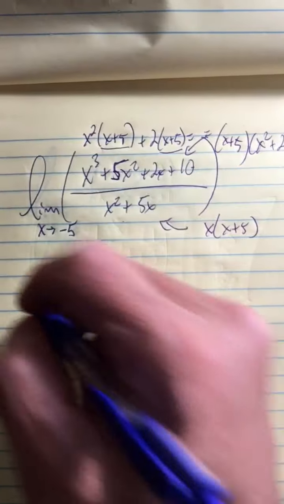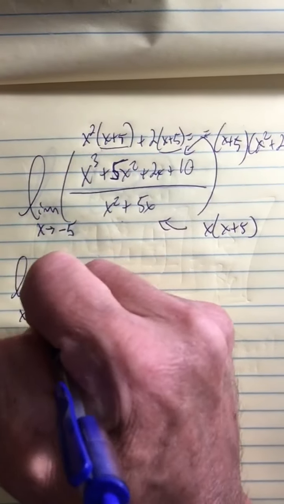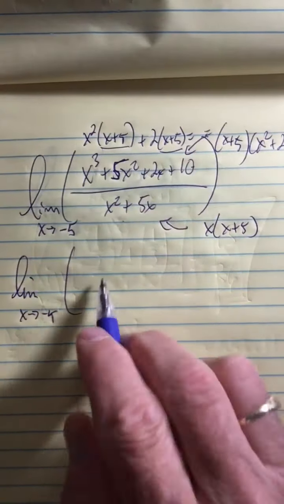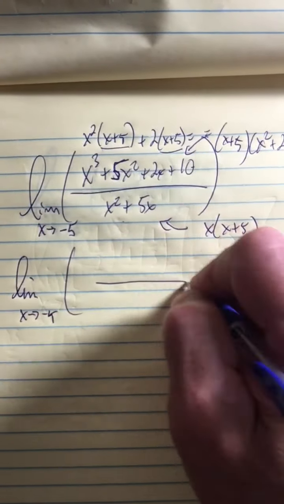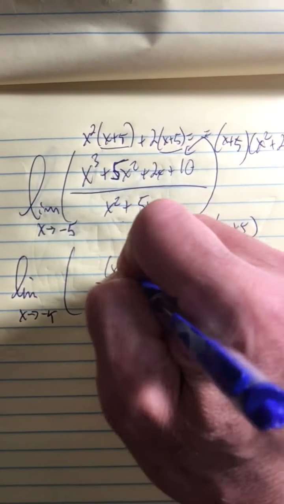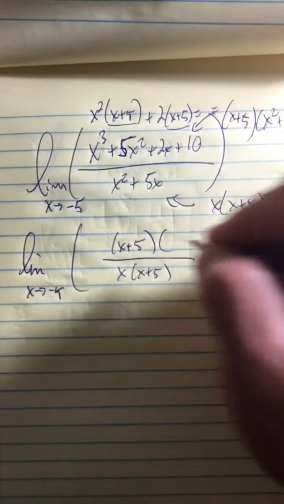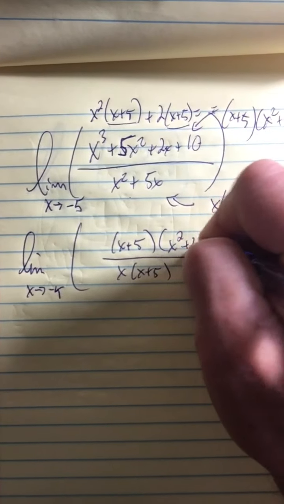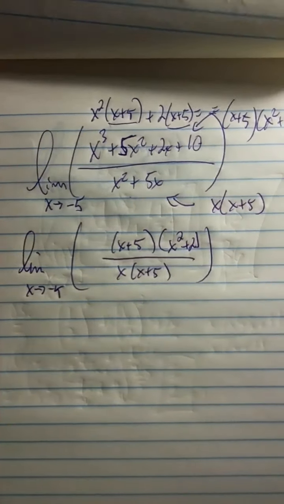So what did I just learn? I learned that the argument can be rewritten. In the bottom it's x times x plus 5, and in the top it's x plus 5 times x squared plus 2. Well, guess what that allows me to do?